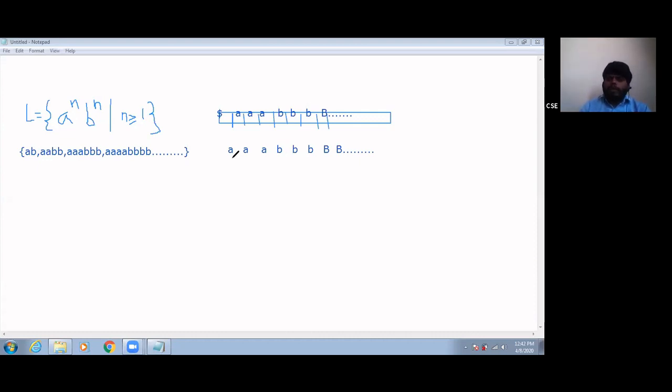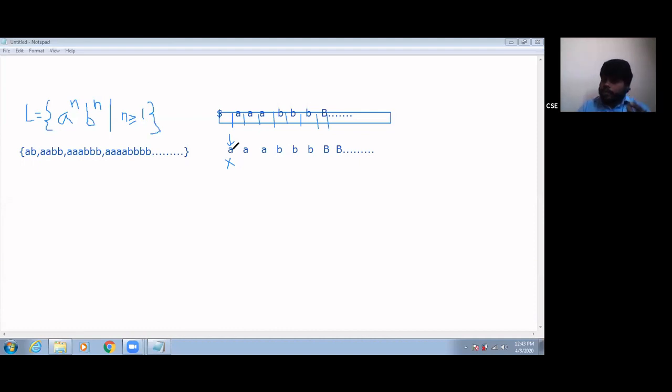First A, listen carefully from here. First A, I am replacing with X. Remember, A I have replaced with X. Initially A is the input string. A I have replaced with X, and after that I need to check for this 1 B. For 1 A, I am going to check with 1 B. So I will move to the right hand side.